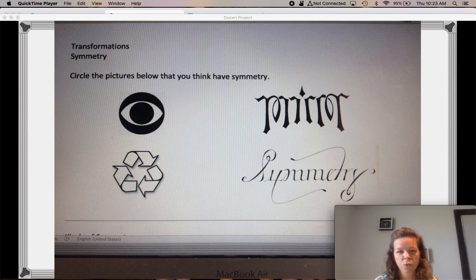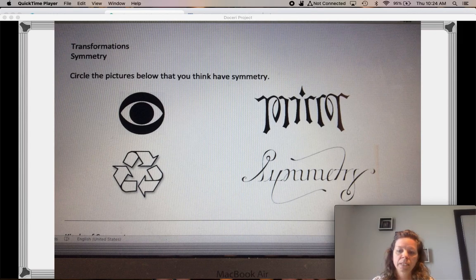So just as you look at these four pictures, you want to think about which ones of these do we think have symmetry. So I really loosely defined symmetry. So thinking about what you have heard of that word before, or just the idea that there's something we can do to it that will still create a congruent figure. What do you think about these pictures and whether or not they have symmetry?